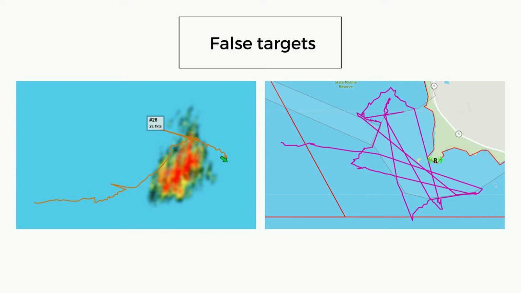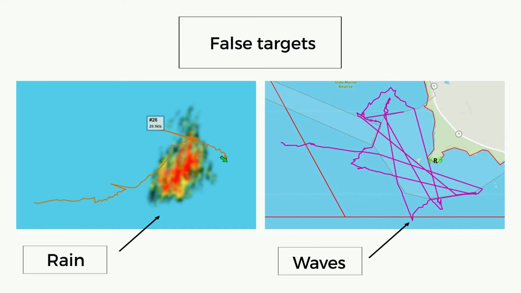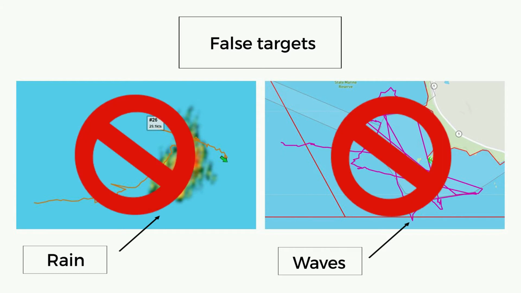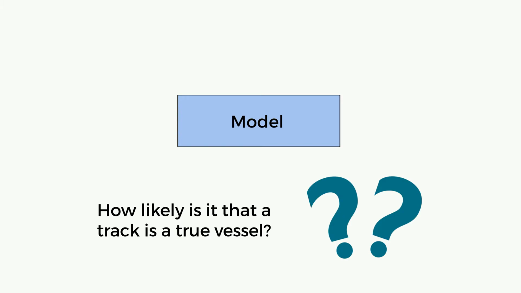The M2 system can occasionally track false targets, like rain and waves. In order to automatically identify these false targets, the M2 system uses a model developed using machine learning to predict how likely it is that a playback track was a true vessel.